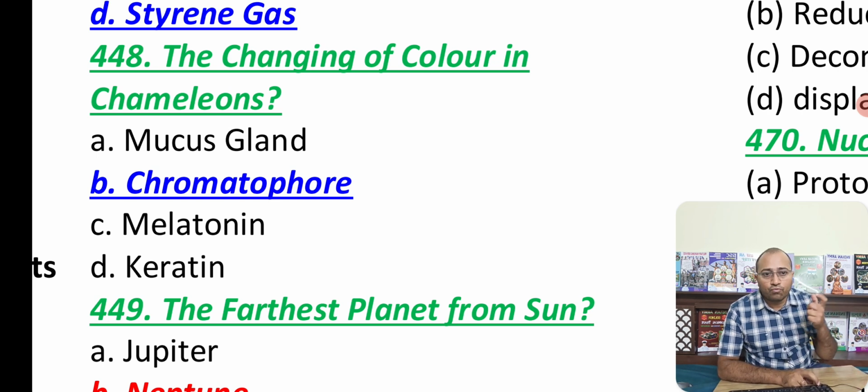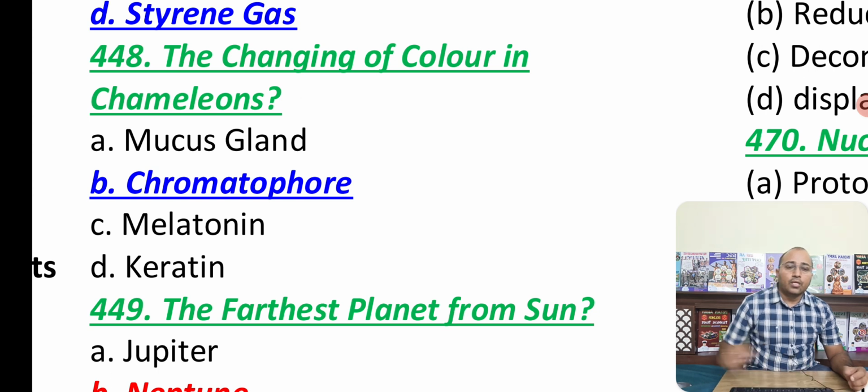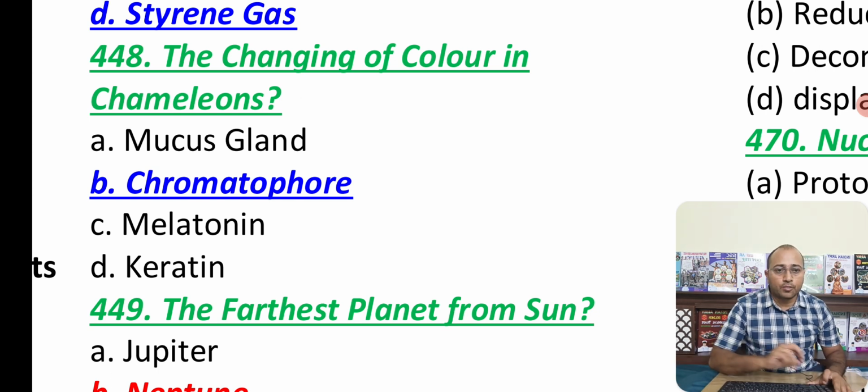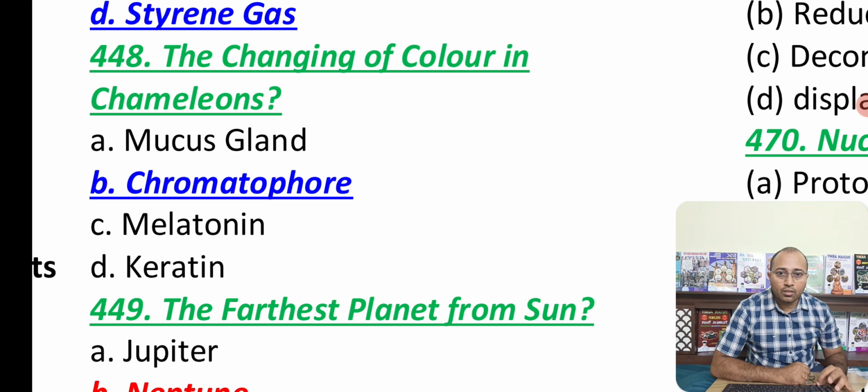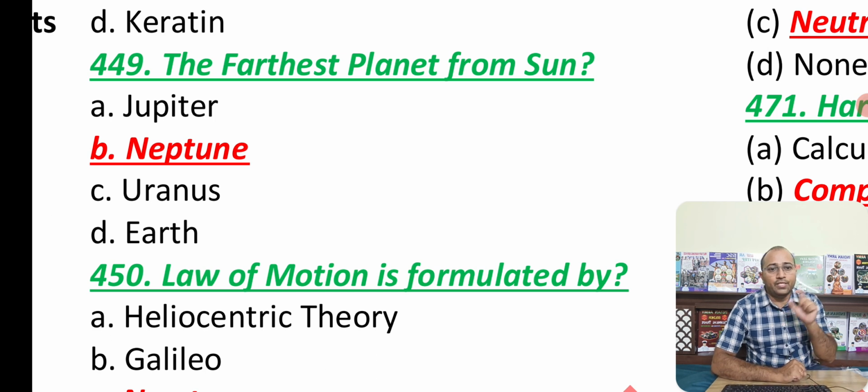Mucus glands: we will find this kind of mucous membrane on top of the skin of the frog. Because of that, it will be lubricated and that will keep it living. If the skin of the frog is dry because of non-functionality of the mucus glands, it dies. Melatonin, keratin, you should know about this. Keratin is a protein which is present in human skin. Melatonin is a hormone.